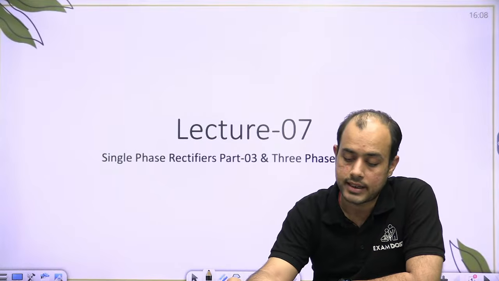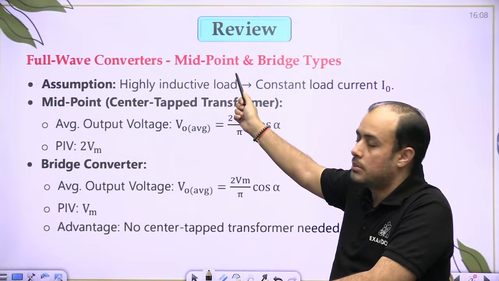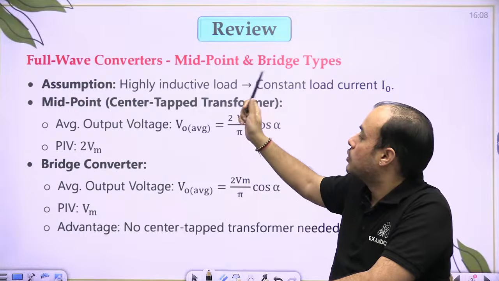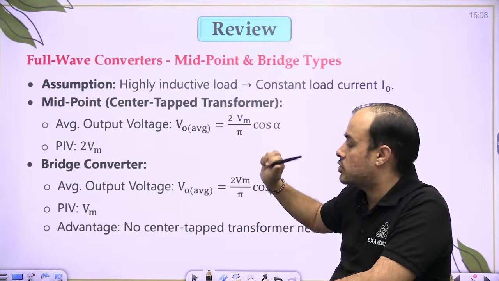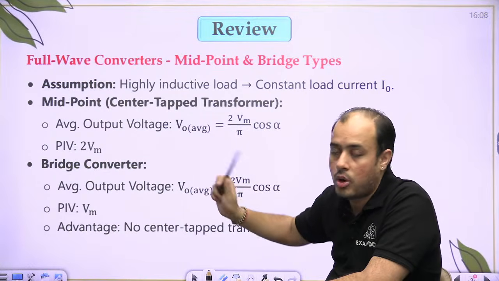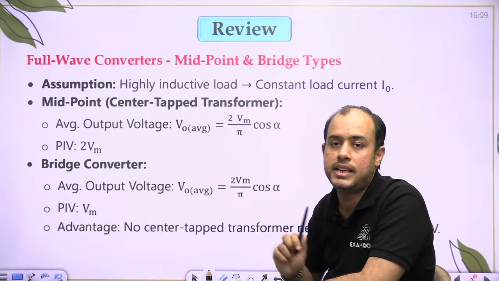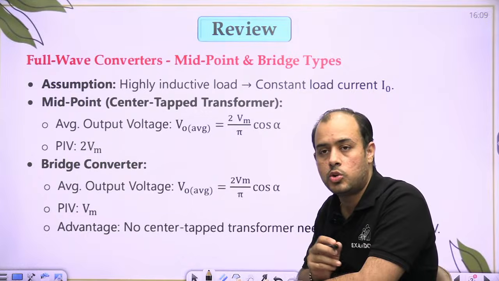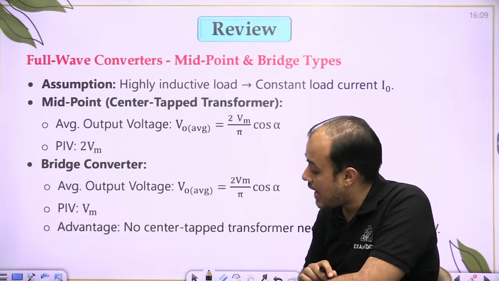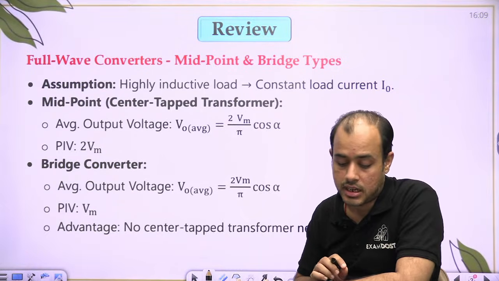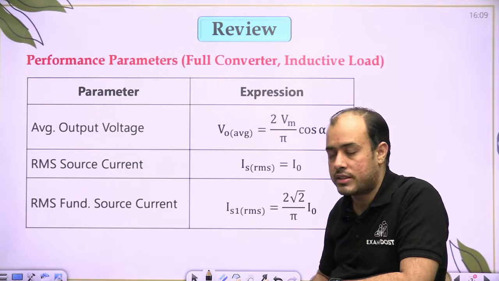But before doing that, let us review what we covered in the previous lecture. I taught you full wave converter, both midpoint and the bridge type. So we took a highly inductive load and constant load current. Average value was 2 Vm by pi cos alpha, PIV was 2 Vm. But in a bridge converter, we solved the problem of high PIV. The average output remained 2 Vm by pi cos alpha, but PIV became Vm, and we did not need any center tap transformer.